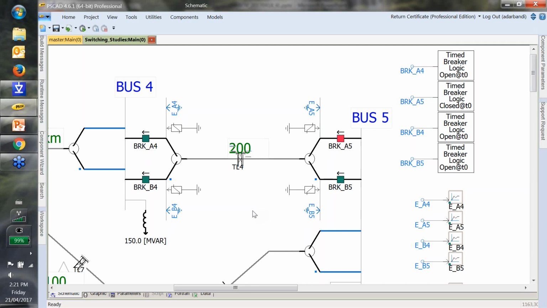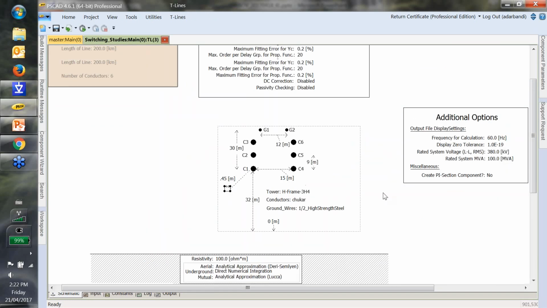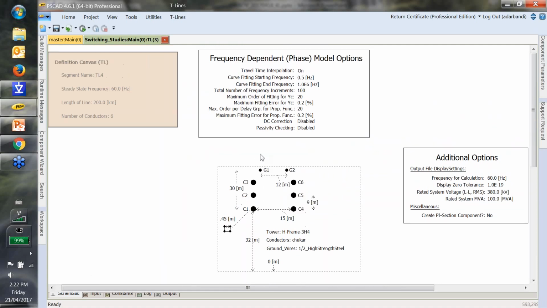So in this demo, let's focus on the line we're doing the study on first before I show you the rest of the system. This is a 200-kilometer line, a double circuit line connecting bus 4 to bus 5. If I go inside the transmission line, you'll see we have a detailed tower geometry and the location of conductors and the bundle configuration. We are using a frequency-dependent model, and this is a 200-kilometer line.